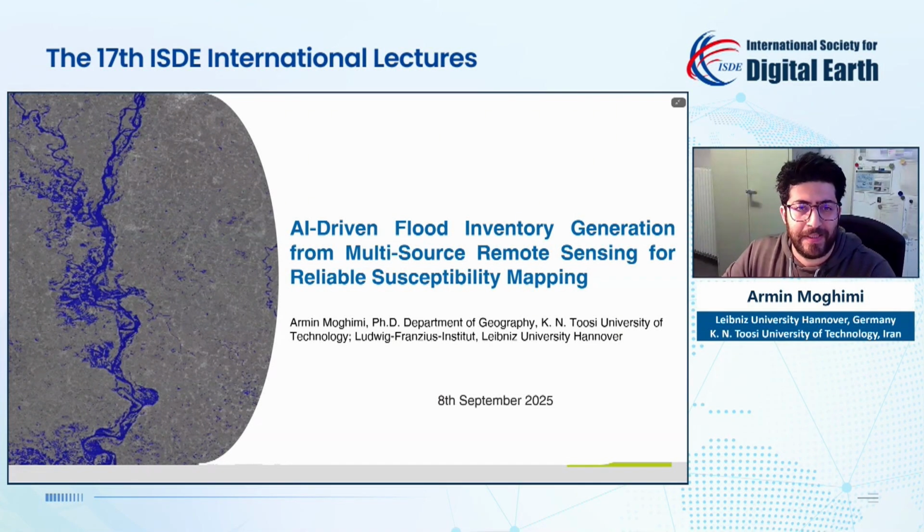Today I will be presenting an AI-driven flood inventory generation from multi-source remote sensing to reliable flood susceptibility mapping. This work focuses on how we can leverage artificial intelligence and remote sensing data such as optical, radar, and topographic information to automatically generate flood inventories and improve susceptibility mapping. By the end of this presentation, I hope to show you how AI can transform traditional flood susceptibility mapping into a more automated, scalable, and reliable process for disaster risk management.